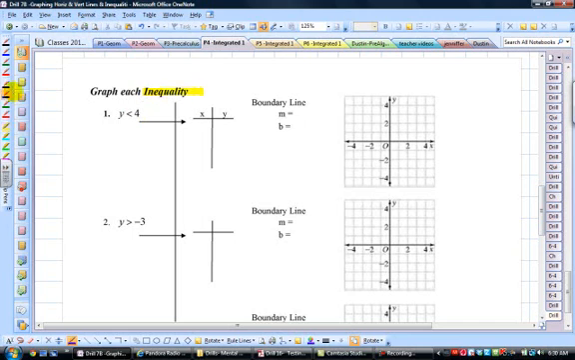All right. So let's write the boundary line first. The boundary line, you just replace it with an equal sign. Okay, boundary line. You've heard me say this before. Now here, this is the same thing as y equals 0x plus 4, where the slope is 0 and the y-intercept is 4.